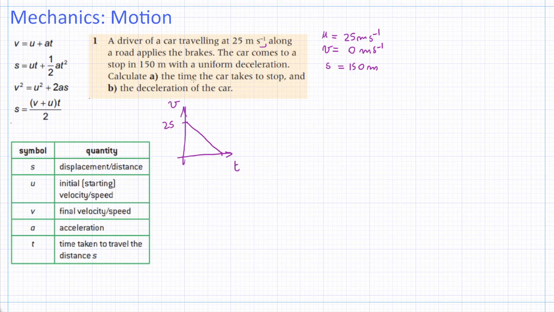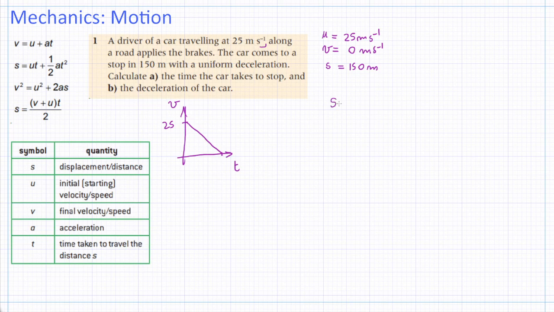So since we're looking for the time, we should look for an equation in which we have time. However, there will be some equations in which we have things that we don't know. For example, in the first one we have acceleration, which we don't know. On the second one we also have acceleration, which we don't know. On the third equation we don't have acceleration. So the third one will be the one we're going to use for time. We know displacement, we know both speeds.